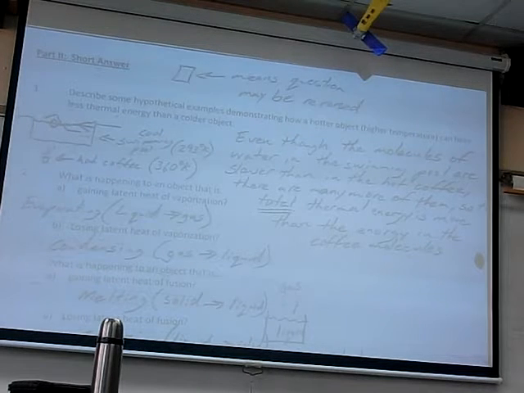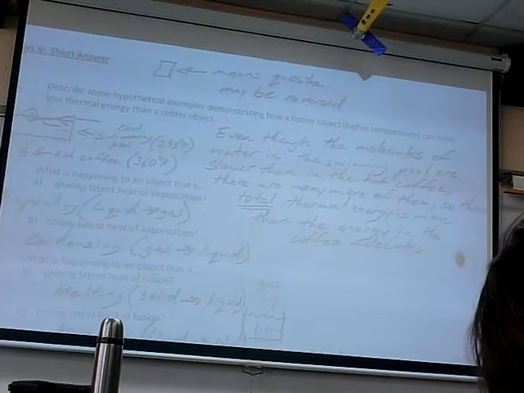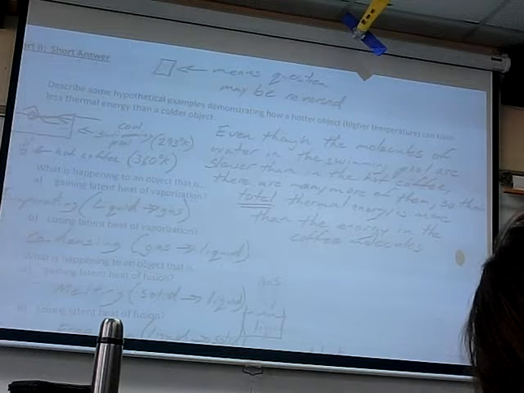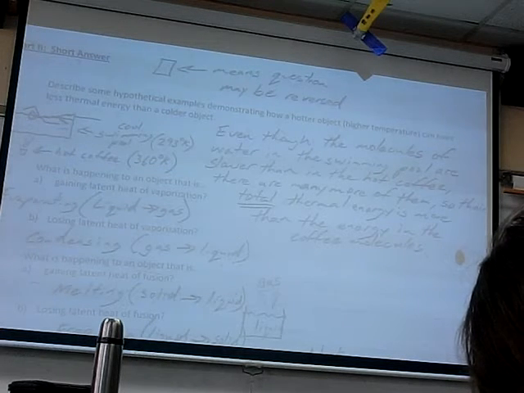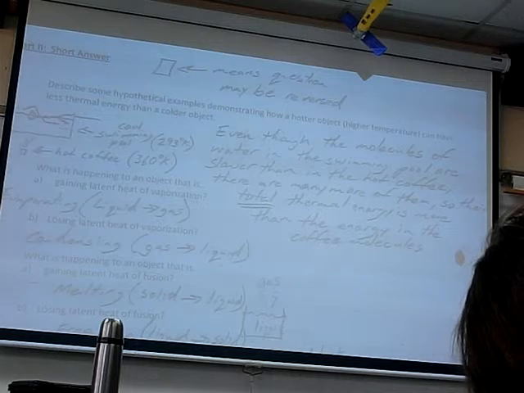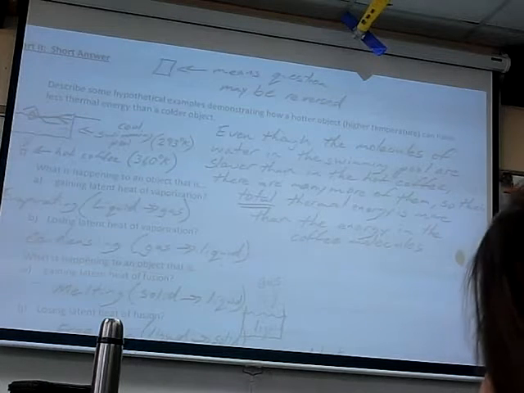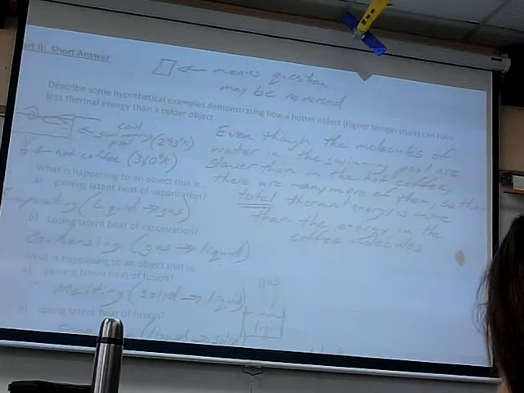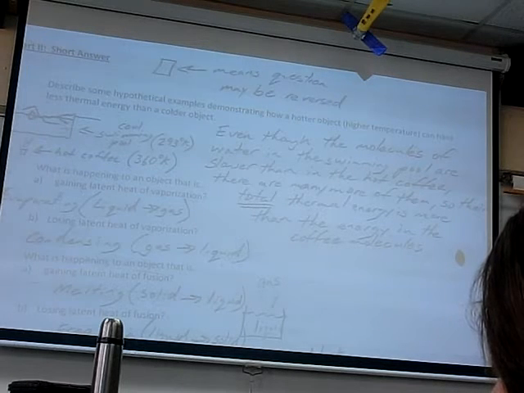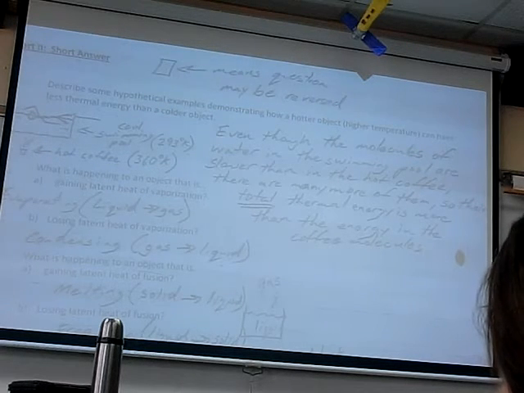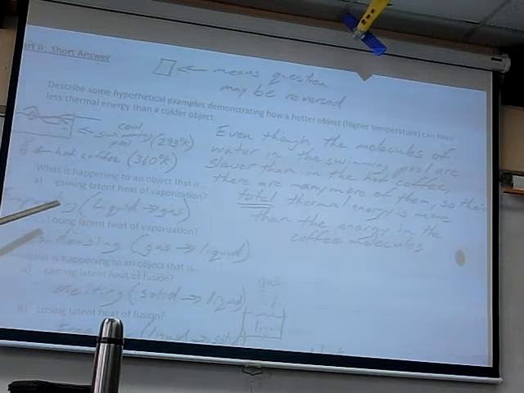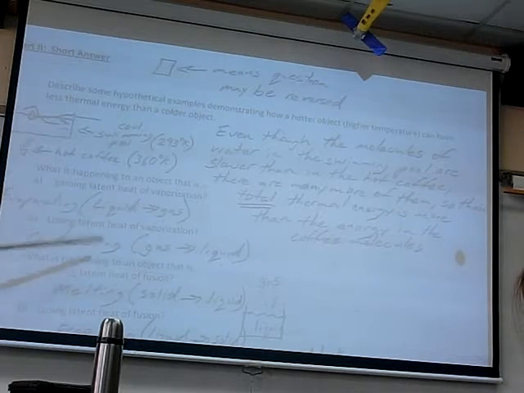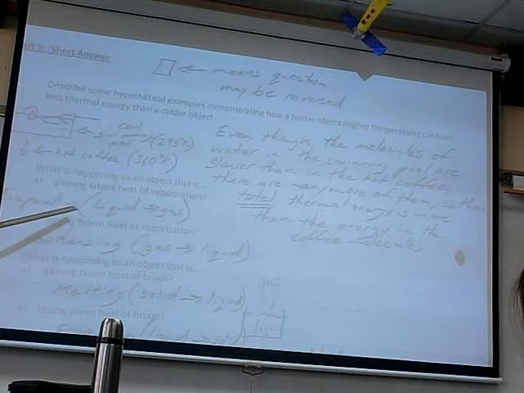If you compared a cup of hot coffee to a glacier, which would have more thermal energy? A glacier. And it's not at absolute zero, which means its molecules are moving around, and it's so big that even if you have a super hot cup of hot coffee, it's still going to have less thermal energy than a glacier. What's happening to an object that's gaining heat of vaporization?